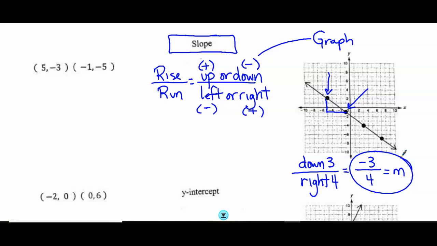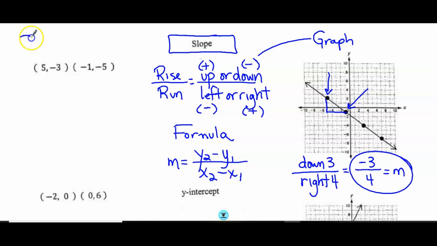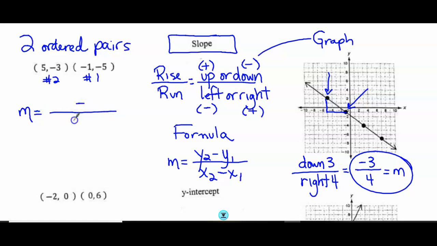However, we know another way, and it's the formula. You use the formula when you have ordered pairs. And the formula is y2 minus y1 over x2 minus x1. So on the left here, you're given two ordered pairs. So we're going to use the slope formula. I like to make this one number 2 and this one number 1. You know that from being in class with me, because I like to work left to right.